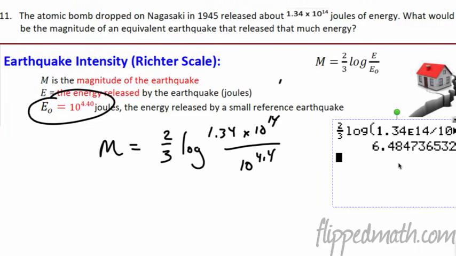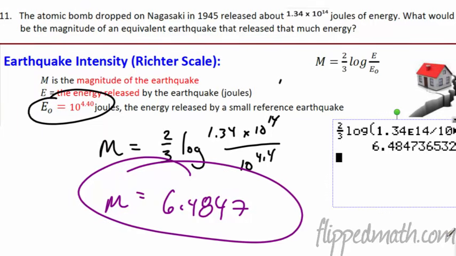That's basically a plug and chug. That's too easy. Let's figure that out. Magnitude equals 6.4847 on the Richter scale. Remember I said go out 4 places.